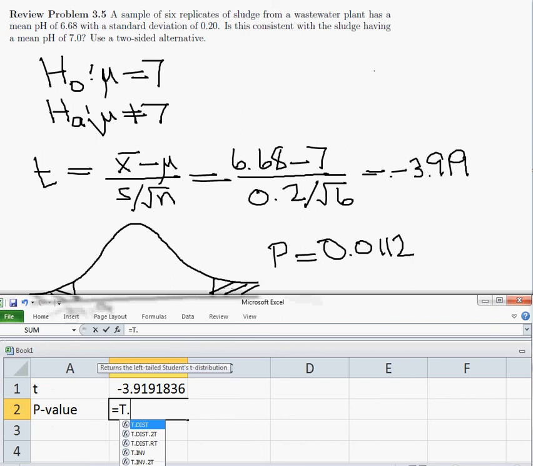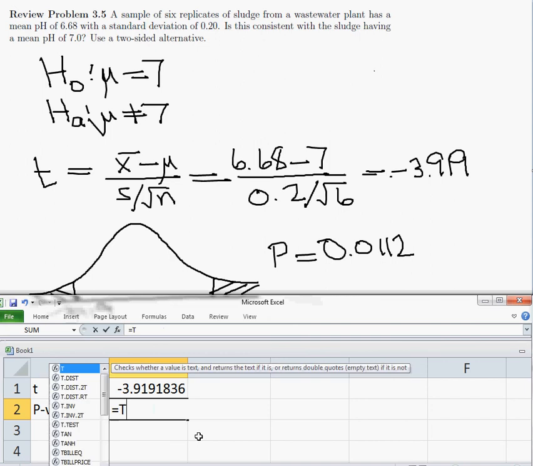A second way of doing it, and what I'm about to type is incorrect, I believe, t.dist.2t of this number, 5. And I believe this is going to return an error. The reason it returns an error is because the function t.dist.2t insists on having a positive number in the first argument. So I need to have positive 3.919, not negative 3.919, in the first argument. So this would return also 0.0112.